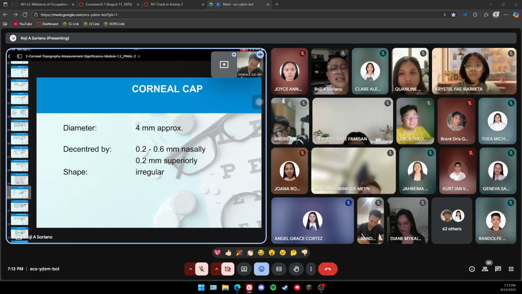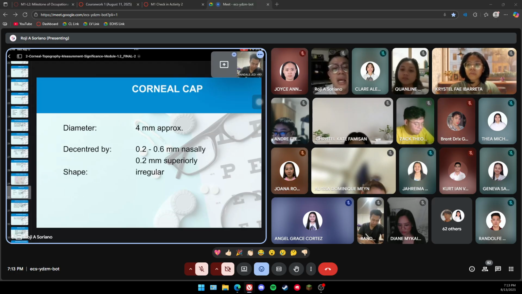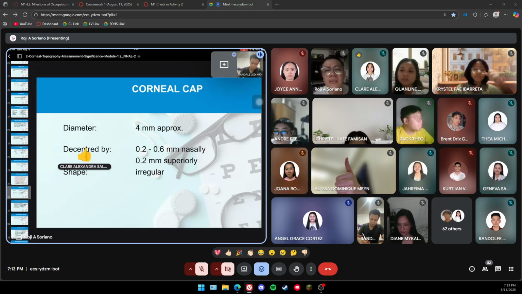All right. So there's a decentration, which is nasally and superiorly. That is the decentration, under normal circumstances. I'm talking about normal circumstances. That's why if you check the corneal cap, it's more nasal than temporal, and it's more superior than inferior. Are we clear? Is that clear? There you go.